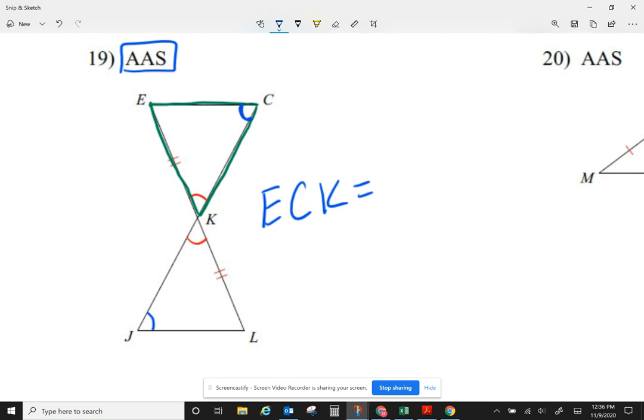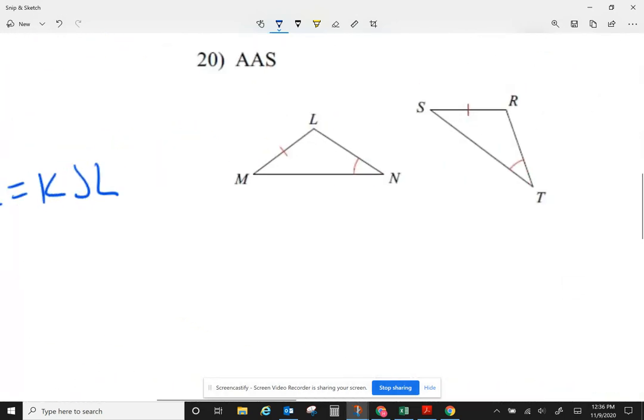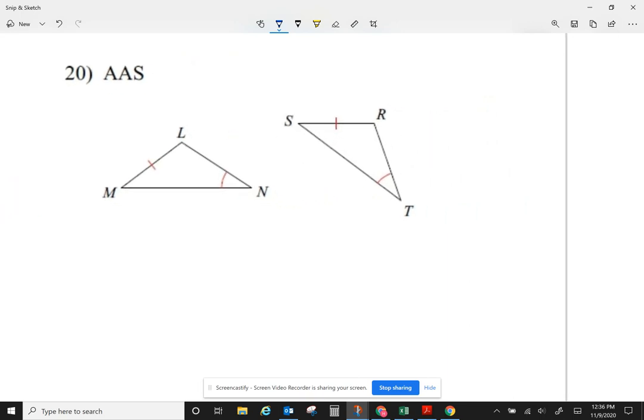Make sure C is in the middle. For the other triangle, I'm going to make sure J is in the center. So I'm going to call this KJL. For angles, you need three letters. Now let's take a look at number 20. Mark anything that you can. You can mark a side if the two triangles use the same side, which I cannot. You can mark an angle if they form an X, which in this case it doesn't happen.